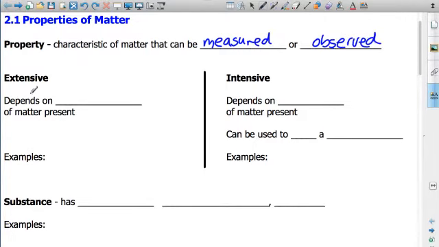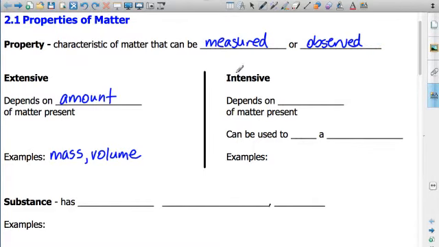There are two types of properties. One is extensive, the other is intensive. An extensive property depends on the amount of matter that's present. An example, probably the most obvious, would be mass. If you have a glass of milk, it's going to weigh less than a gallon of milk because the glass has less amount of milk than the gallon of milk. And another would be volume.